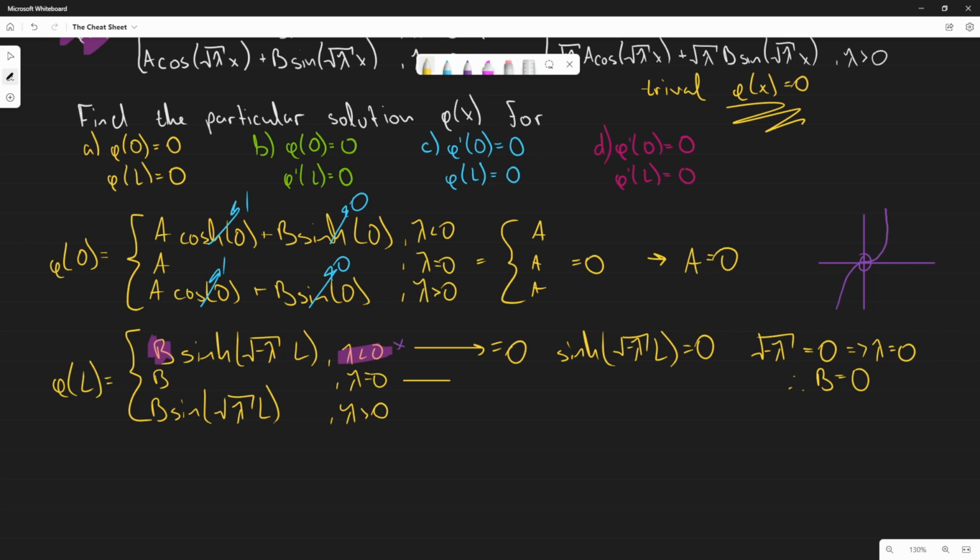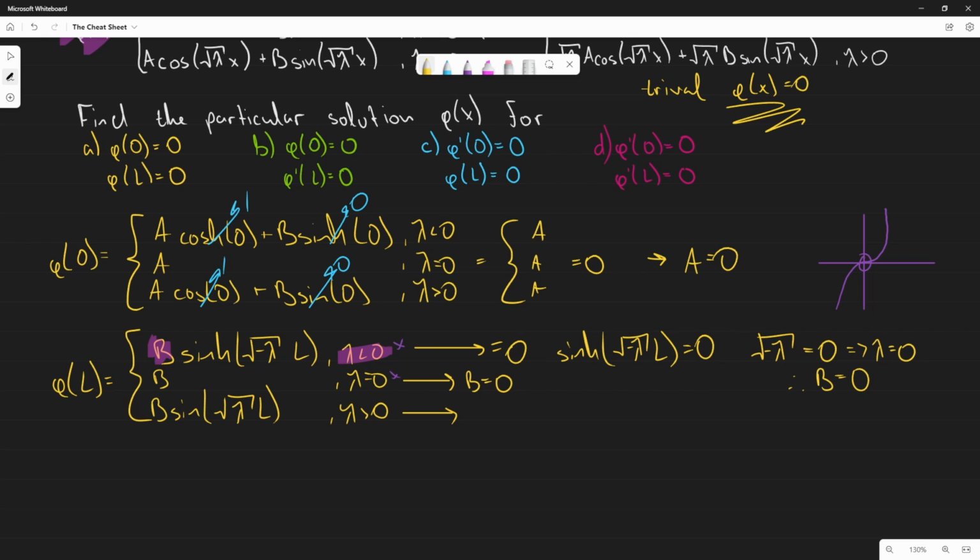Same thing goes for the second case when lambda is equal to 0. This forces b to be 0 in order for this to be true. And so again, this one does not work either. The last case, I'm pretty sure it's going to be pretty obvious that this case has to work.